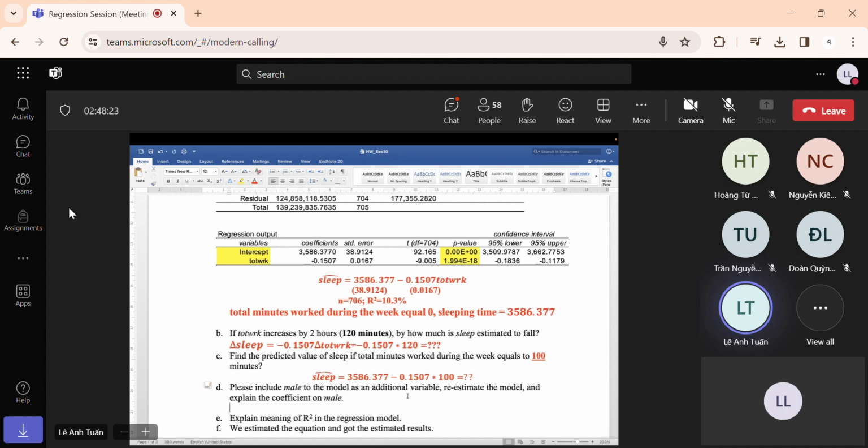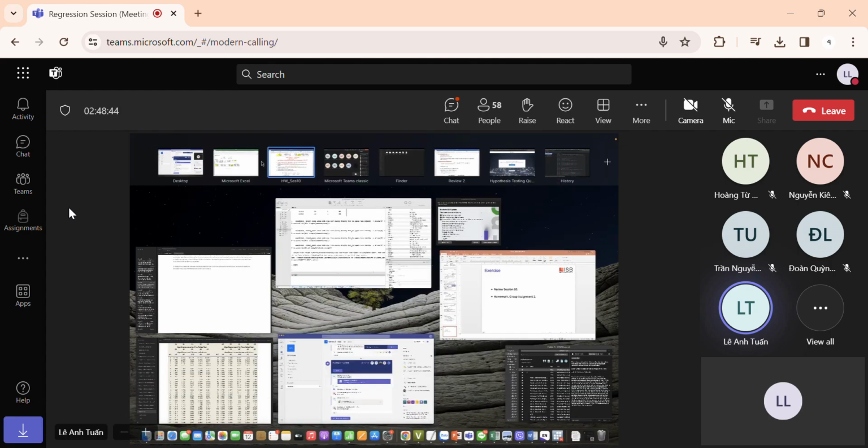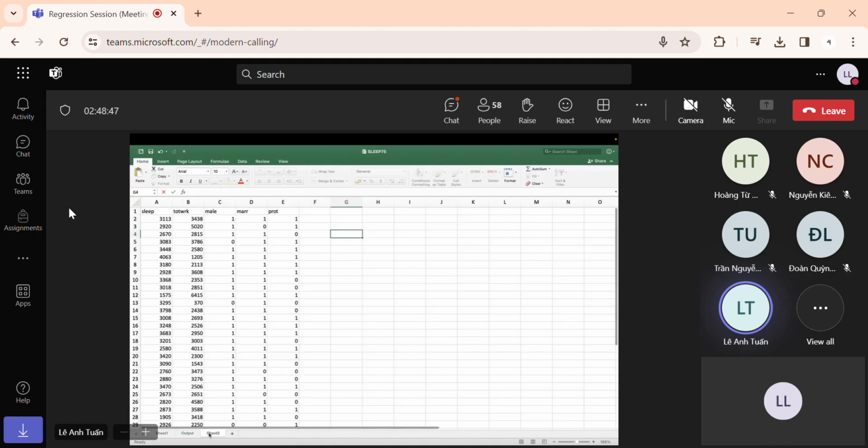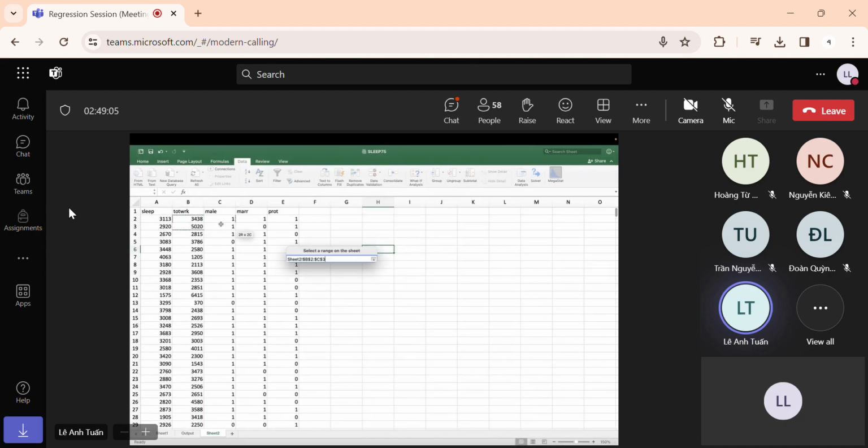And they ask us to include male into the model as an additional variable. That means originally we have the total work as the independent variable, right? And now they ask us to include male as an additional variable, re-estimate the model, and explain the coefficient on male. So here we have the data: sleep, the total work, and male. So now we re-estimate the model by adding one more independent variable. For the independent variables now, we have the total work and the male.